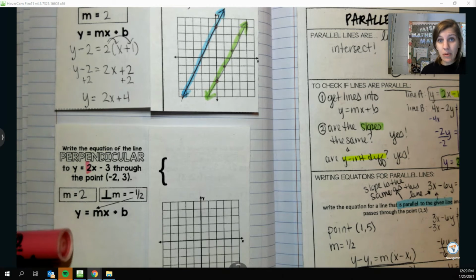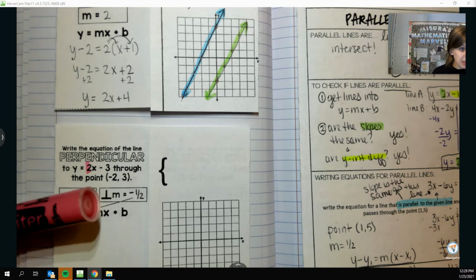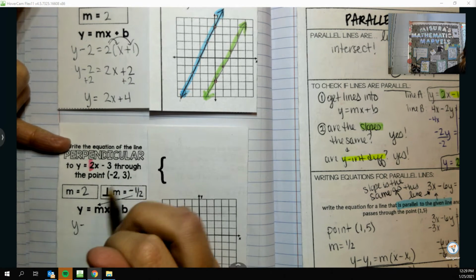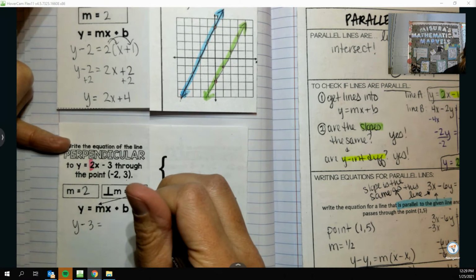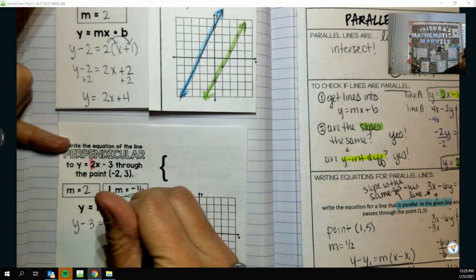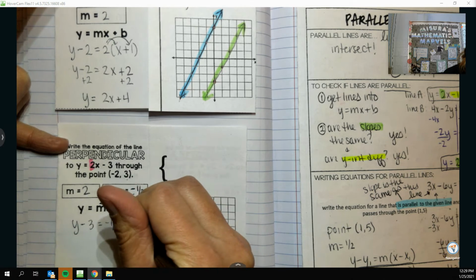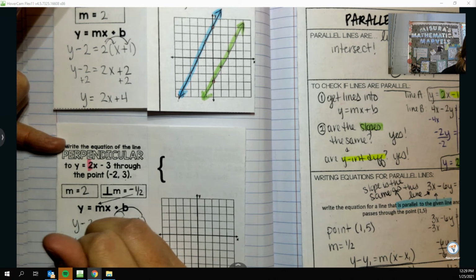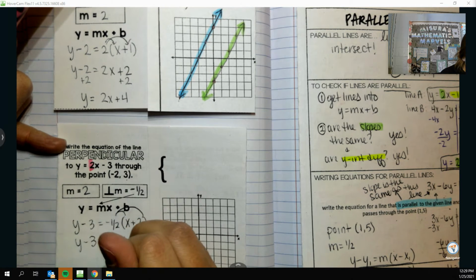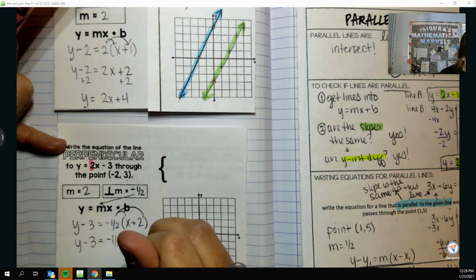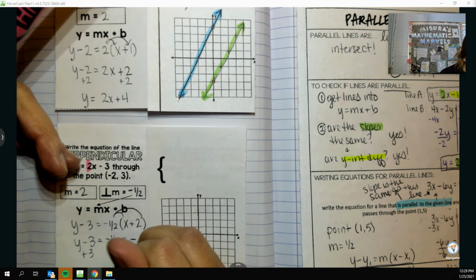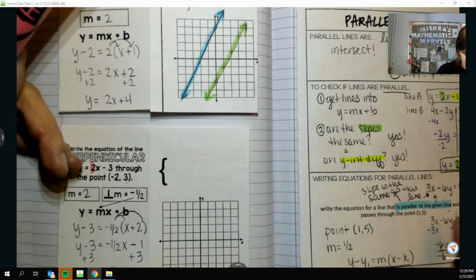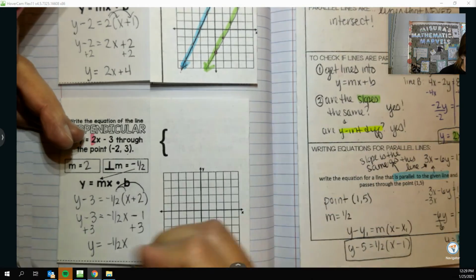Now, if I want to put in y equals mx plus b, which is fine, I'm not going to do that first because they gave me a point. So I'm going to put it in point slope form first. So y minus the y equals m, which is -1/2, parenthesis x minus the x, which is -2, so plus 2. Then I would distribute. So -1/2 x minus half of 2 is 1. And then add the 3. And so y equals -1/2 x plus 2.